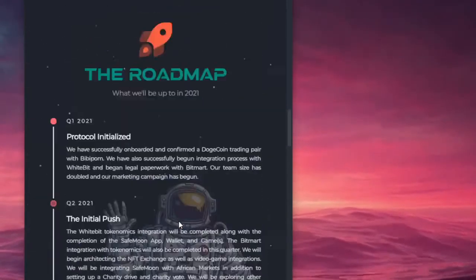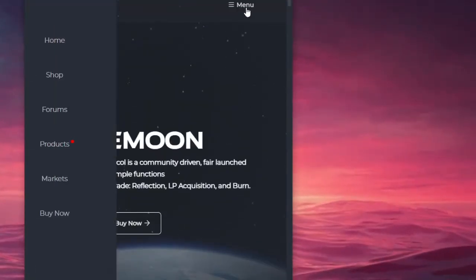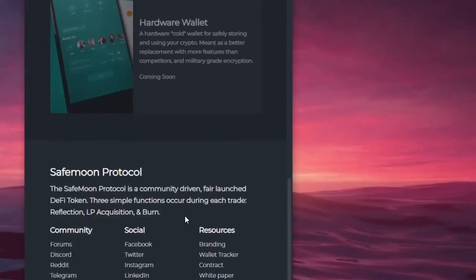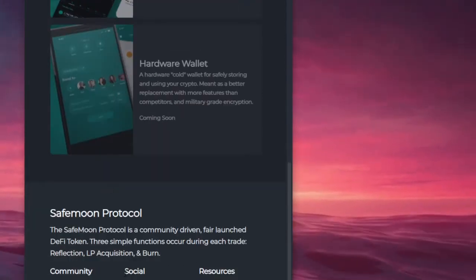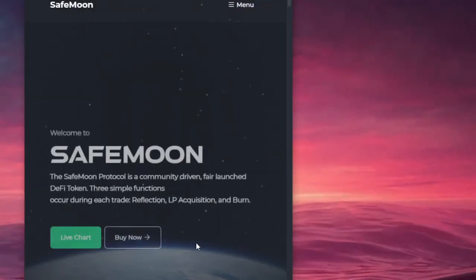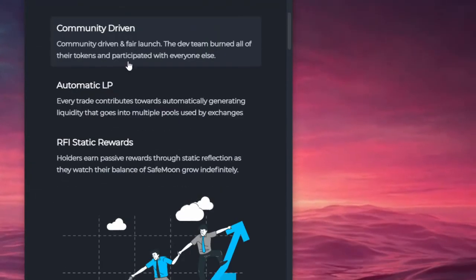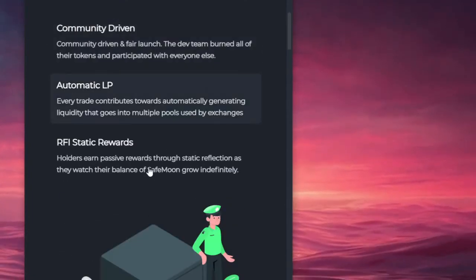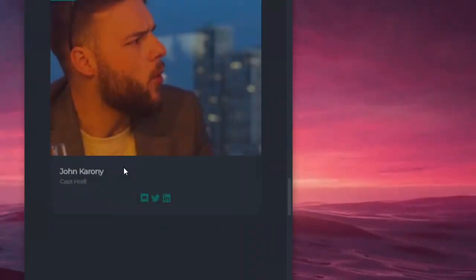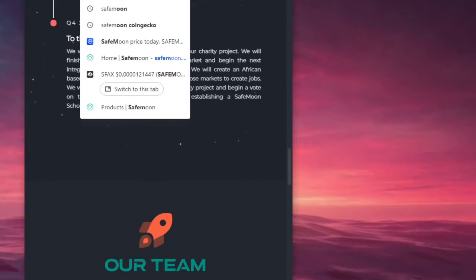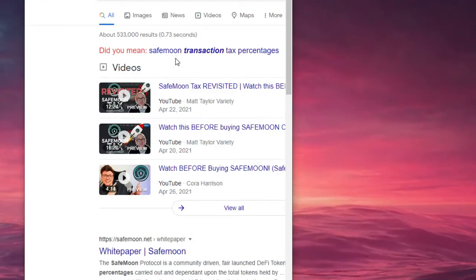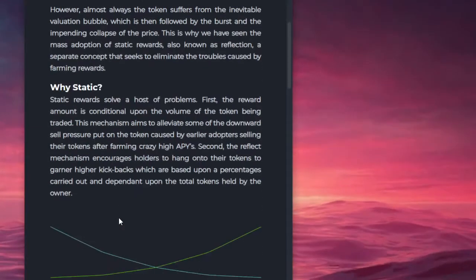So let's go look at the transactional tax again, just to get an idea. Now they say they have products, a wallet, an exchange. I don't know how useful this is. Okay, so it has reflection, LP acquisition, and burn. As we said before, they're not giving the percentages here, which is frustrating me. So let's just take a look: SafeMoon transactional tax percentages. So, 10% fee.